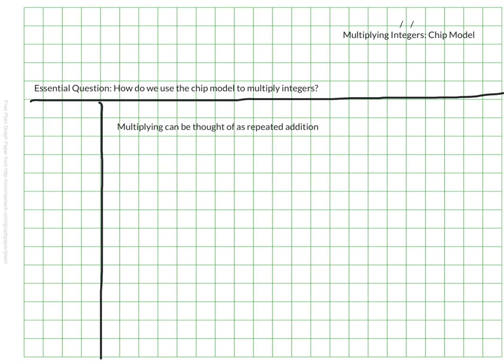As we all know and have known for years, multiplying can be thought of as repeated addition. So for example, 3 times 4 could be thought of as adding 3 groups of 4. And if we wanted to use a CHIP model, which we've been using with integers, this would be quite clear.